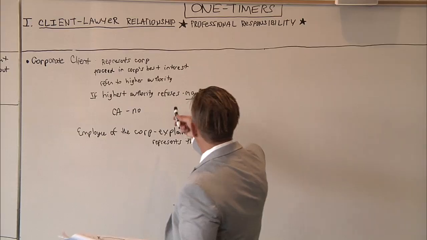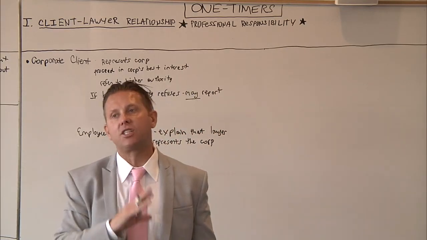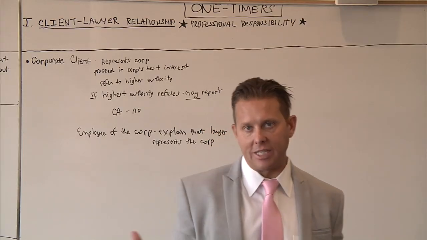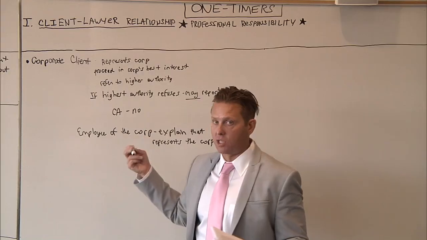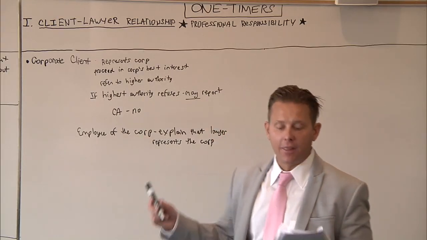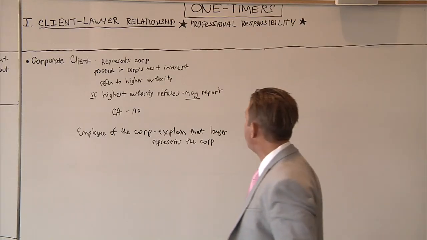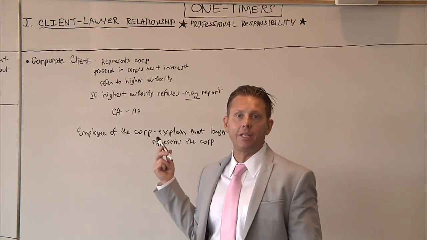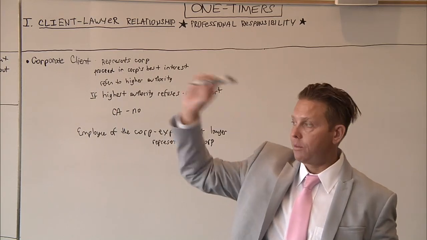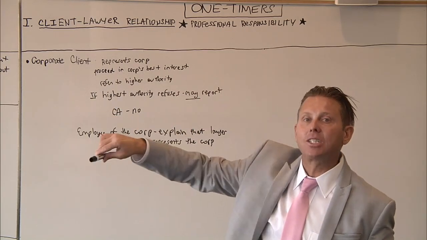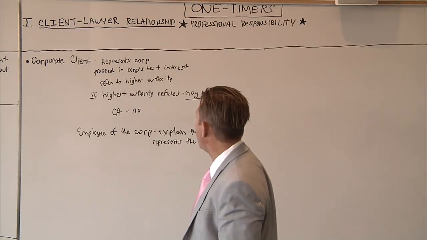So if the highest authority refuses to act in an appropriate manner, let's say the company is distributing toxic waste into the streams, and you know that the president is doing that, you tell the board of directors, and the board of directors refuses to do anything, then the lawyer may report the violation outside of the organization without breaching the duty of confidentiality. So the lawyer may tell the Environmental Protection Agency, hey, this company is actually putting toxic chemicals into the water where it's likely to cause death or substantial bodily harm.